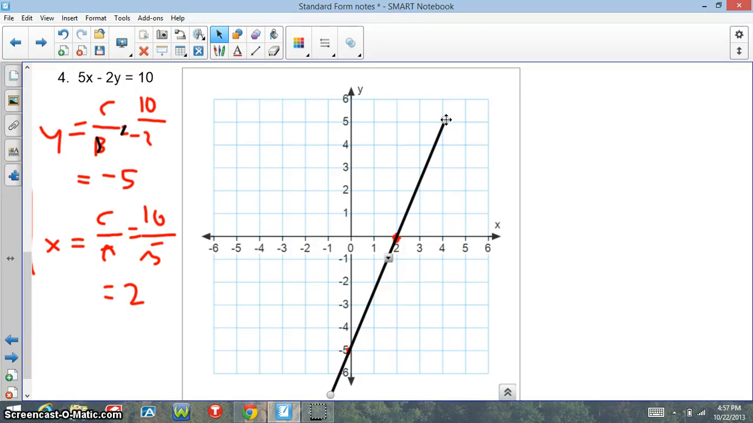All right, so that's how we're going to use the standard form. Again, make sure you're thinking about ways and reasons you'd want that standard form instead of your slope intercept or point slope form, and we'll discuss those in class tomorrow.